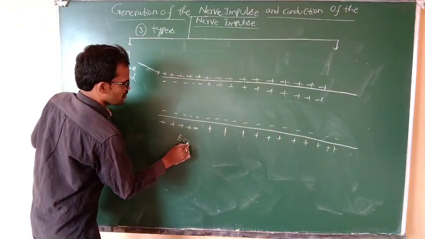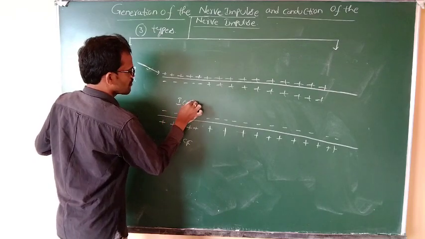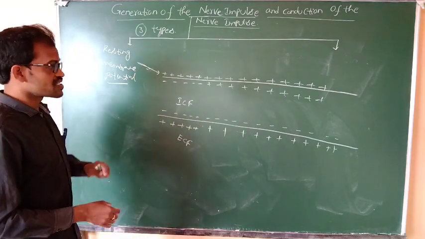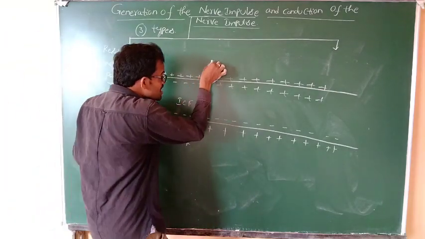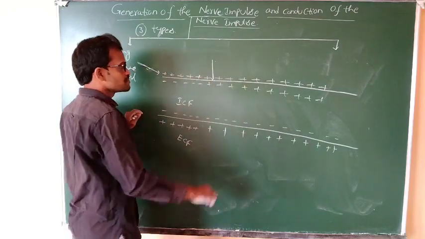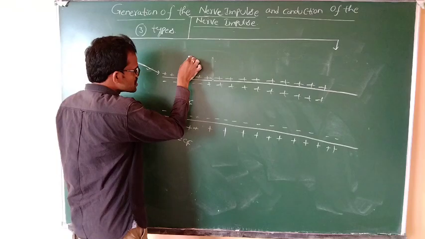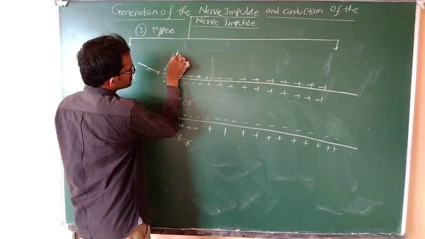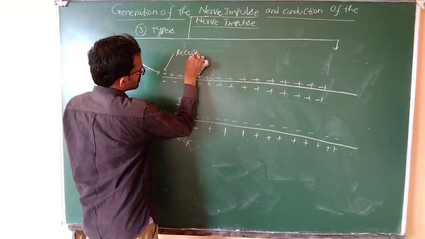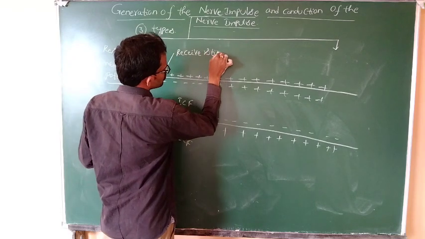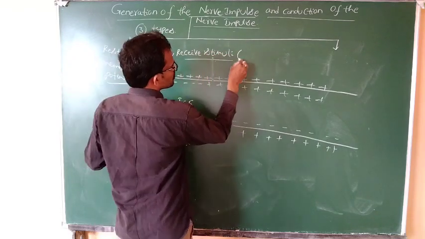Outside is the extracellular fluid, inside is the intracellular fluid. Resting membrane means outside positive, inside negative. Once they receive a stimulus, for example, they receive a signal.